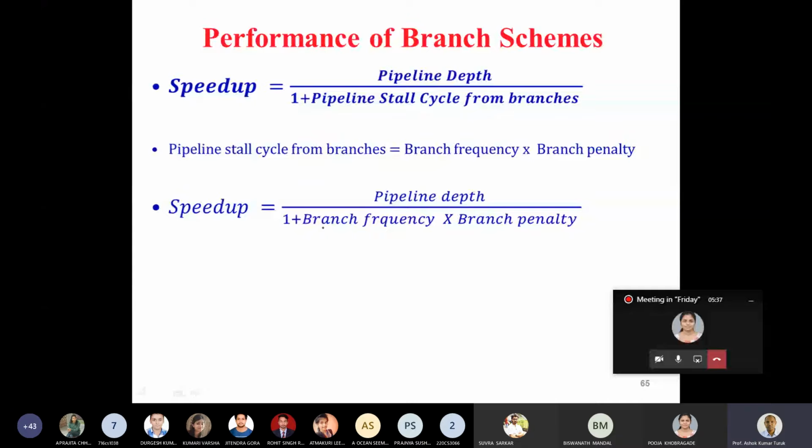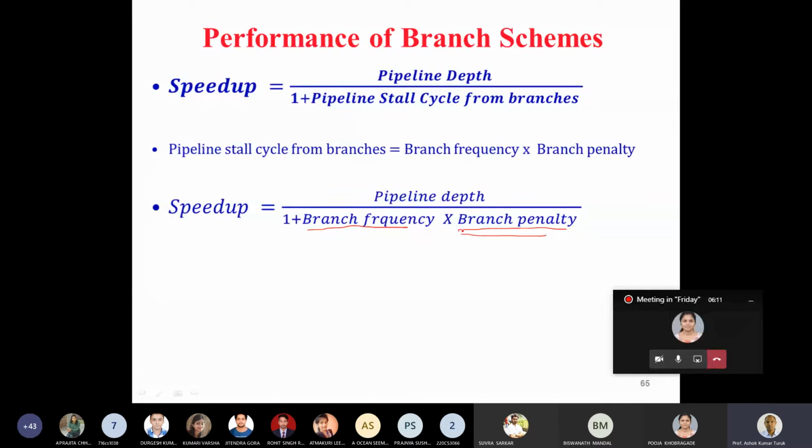So it all depends upon the frequency of the branch instructions, and if a branch occurs, how much penalty you have to pay. Depending upon the branch frequency, it all depends upon how you have coded. It all depends on the programmer, but the branch penalty is built into the system. So the higher the penalty, the more the speedup that you obtain is going to reduce.